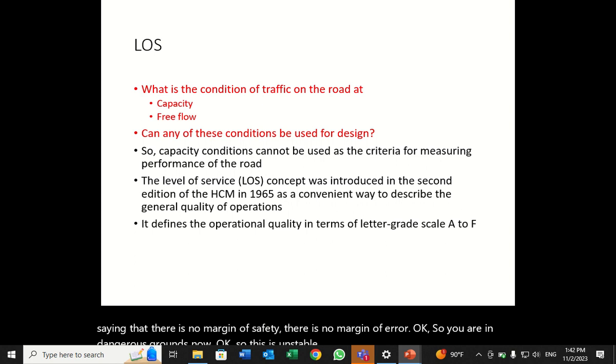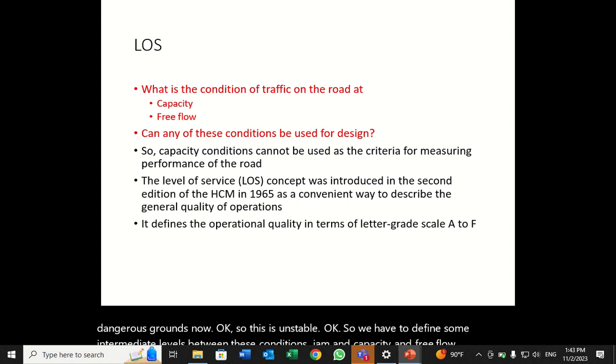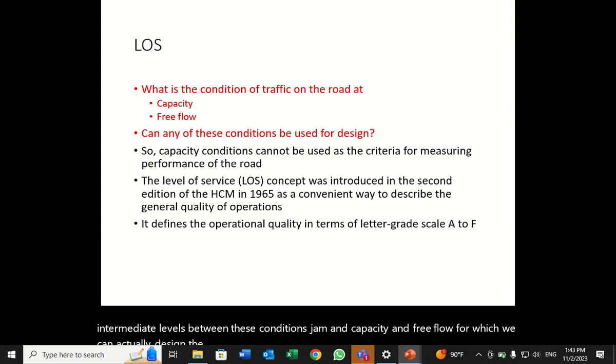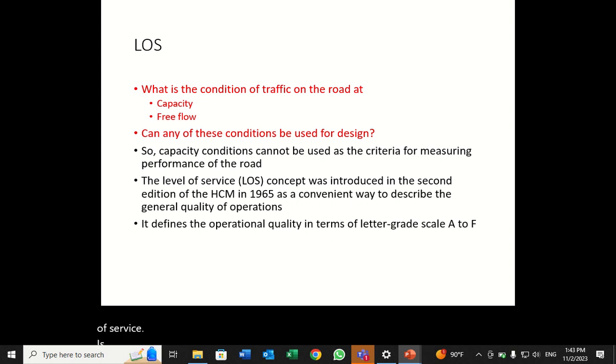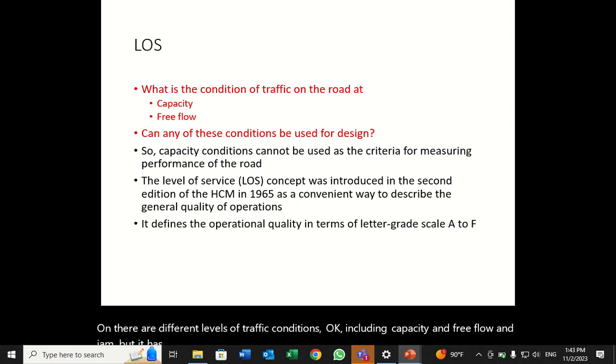So we have to define some intermediate levels between these conditions, jam, capacity, and free flow, for which we can actually design the highway. This is how and why they came up with the concept of level of service. Level of service means there are different levels of traffic conditions, including capacity, free flow, and jam, but it has other levels in between them as well.